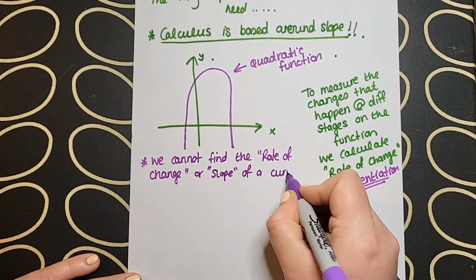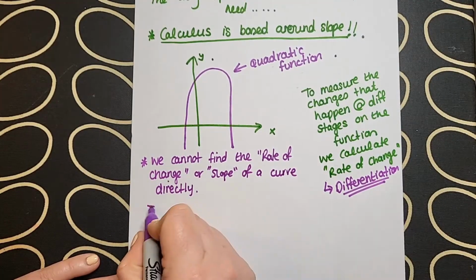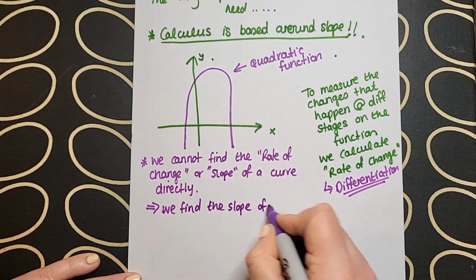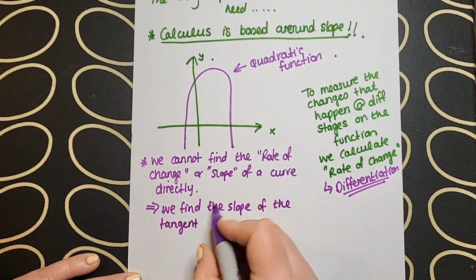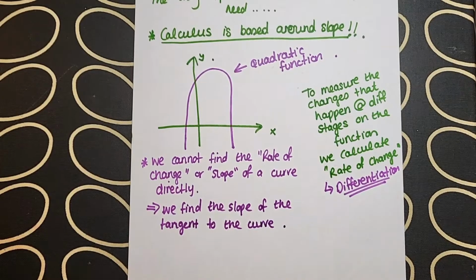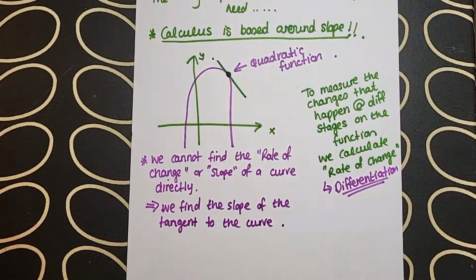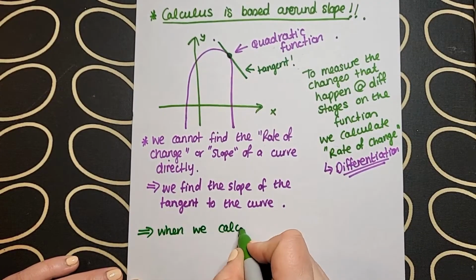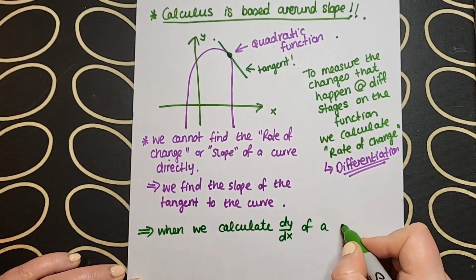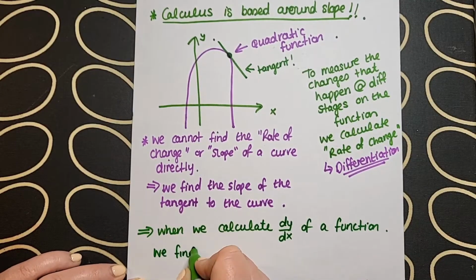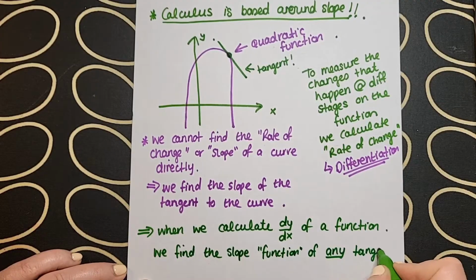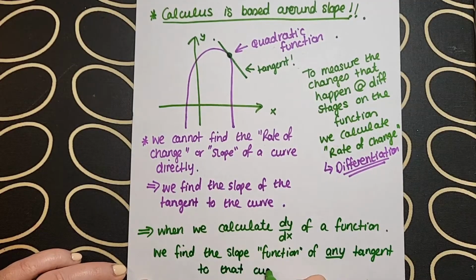So we have to rejig it, and what we do is we find a tangent to that curve and we get the slope of the tangent, and you can see me drawing that in on my diagram now shortly. So when we're doing differential calculus and we find dy dx or f dash of x, we are actually finding a slope function for any tangent on that curve. That's what you're doing. That's what dy dx actually represents.